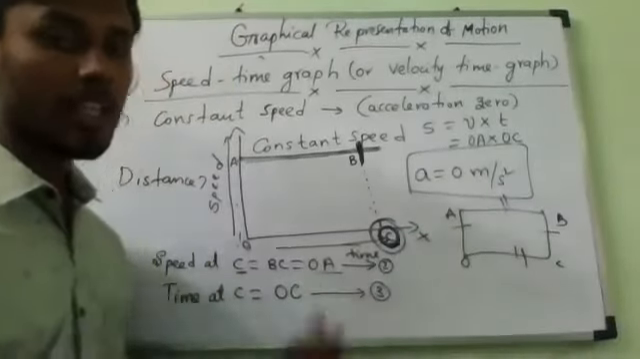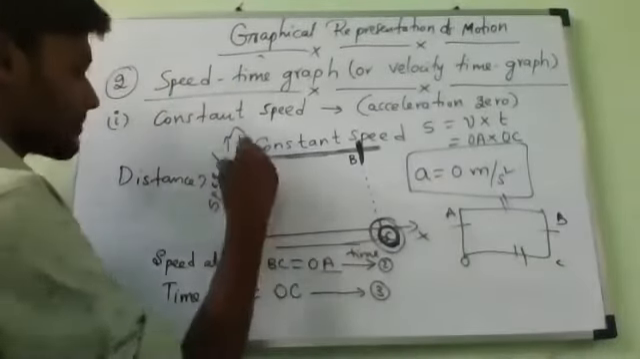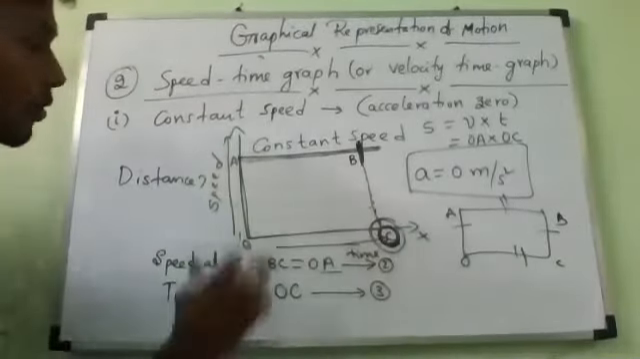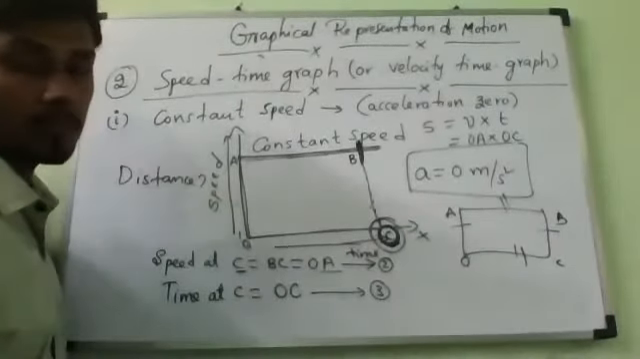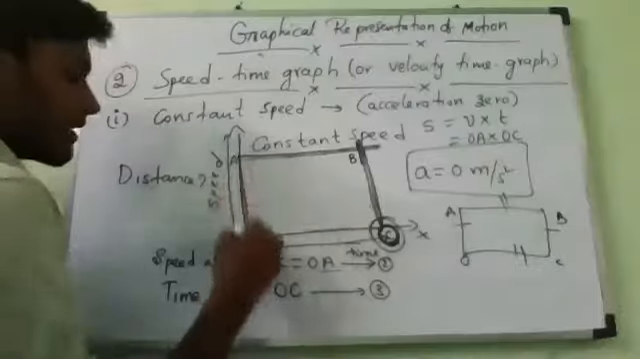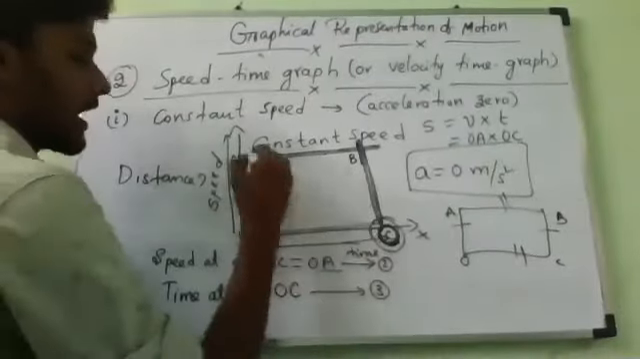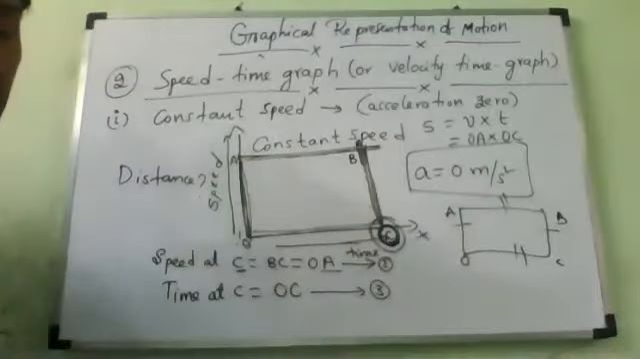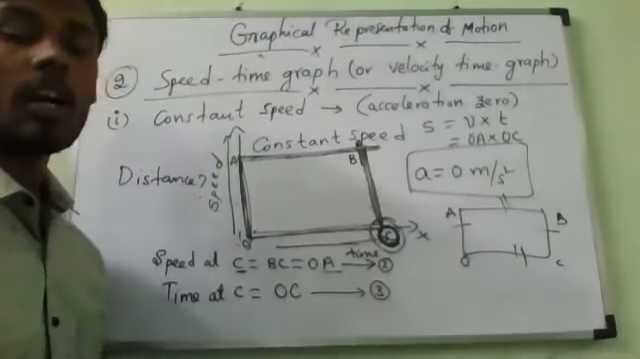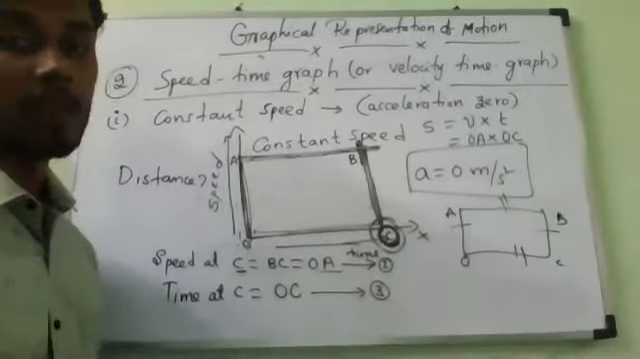So here, what is the length? Let me imagine this is my rectangle. What is the length here? OC. Yes or no? OC is the length. And what is the breadth? Breadth is equal to BC. So length into breadth. This one and this one you take, or else this one and this one you take. Anything is the same. So the area of this rectangle always gives you the distance traveled by a body.